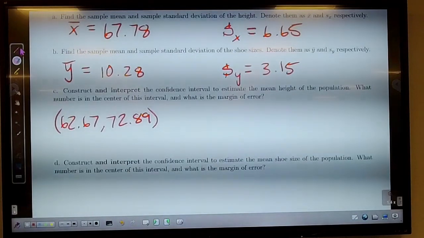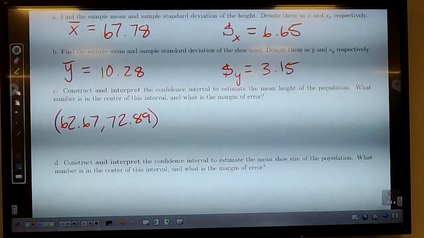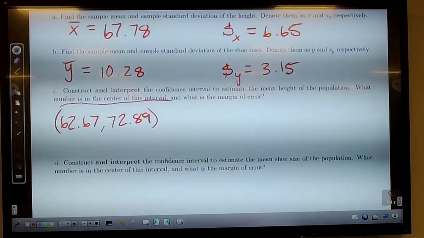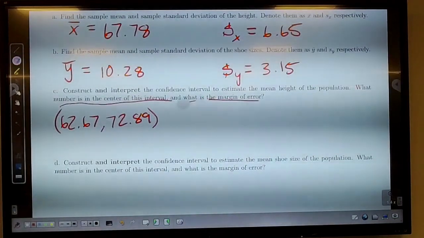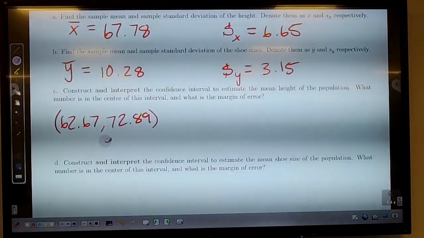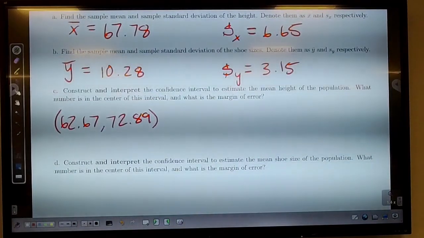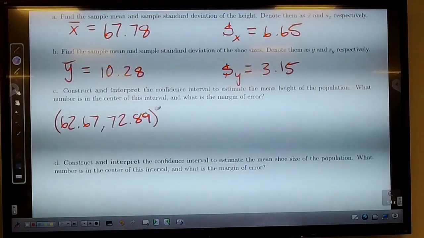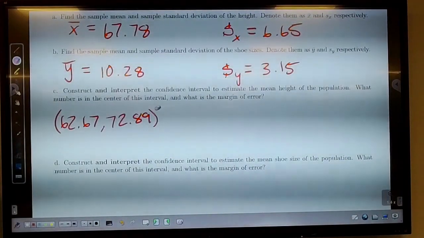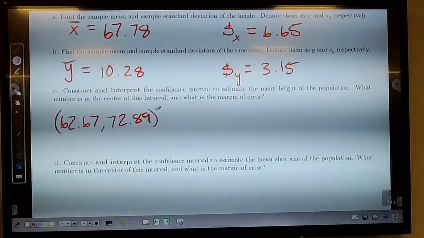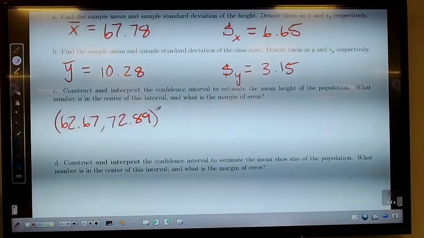The next part of the question has us find or answer what number is in the center of the interval and what is the margin of error. Why would I want to know that? How did this thing get constructed in the first place? Here we just leveraged technology to deliver us the answer. But that doesn't permit us to not know where it came from.